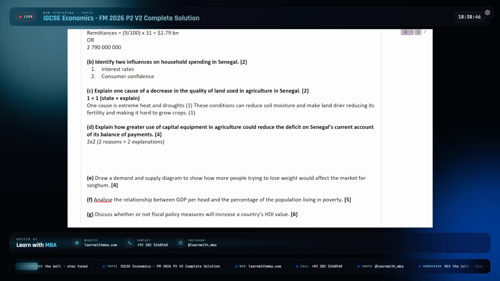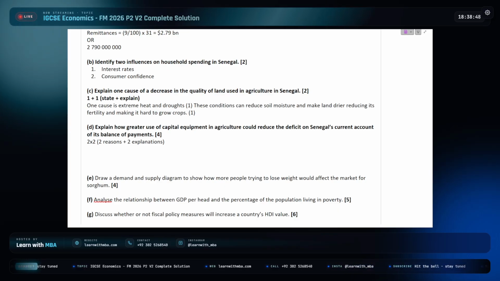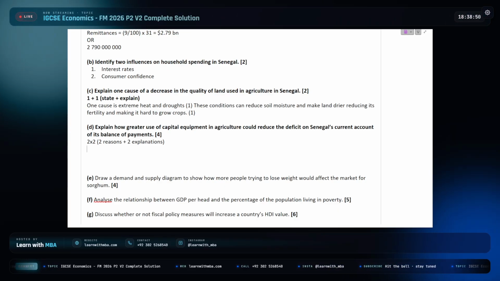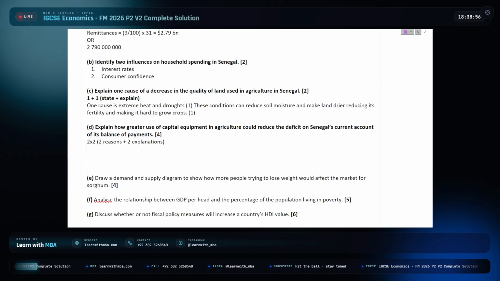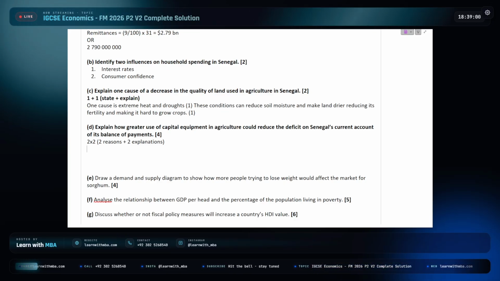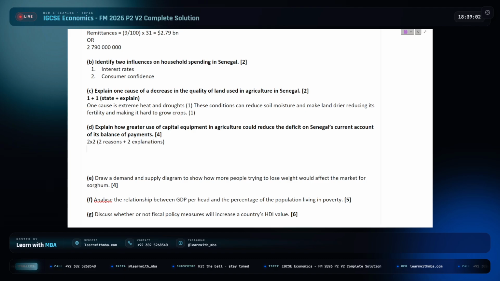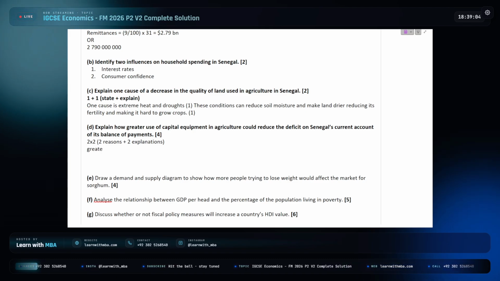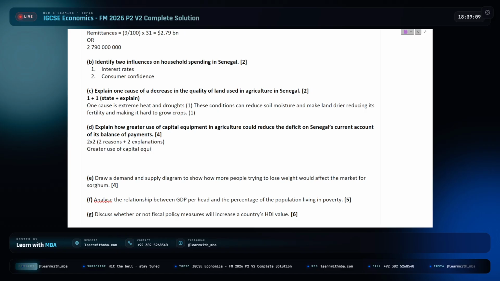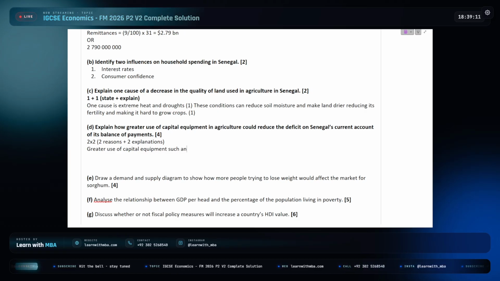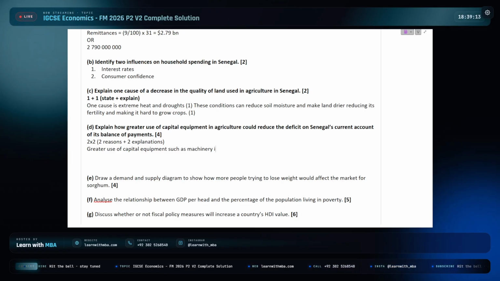And that means obviously when you export more, that would result in higher current account balance. Another reason why it could increase your current account balance is that if you produce more rice domestically, there is less need for importing it, right? So you can say that greater use of capital equipment such as machinery in modern farming.